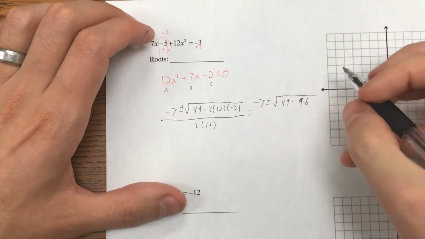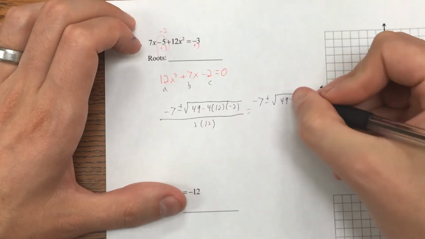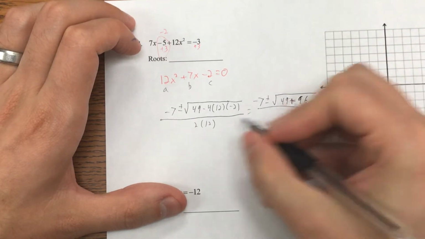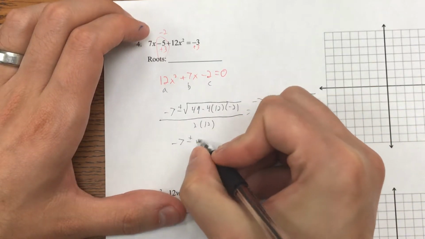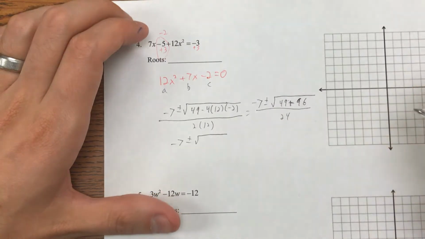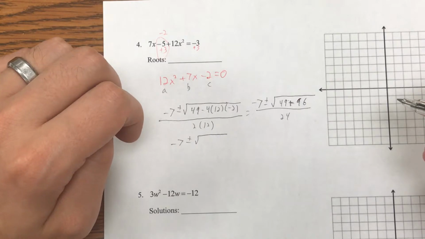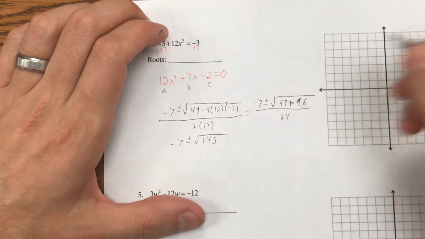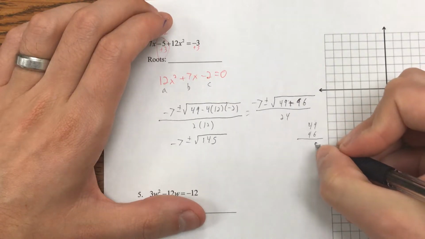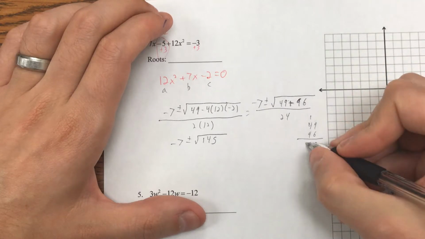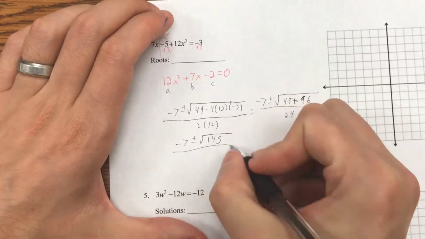96, there we go. There are 2 negatives this time, though. So a negative times a negative is a positive. So this turns to a plus. 2 times 12 is 24. So negative 7 plus or minus the square root of 49 plus 96. That's going to be 50 plus 95, which is 145, I believe. I'll double check that because I don't like being wrong. Hey, go me. Yeah, it's 145 over 24.